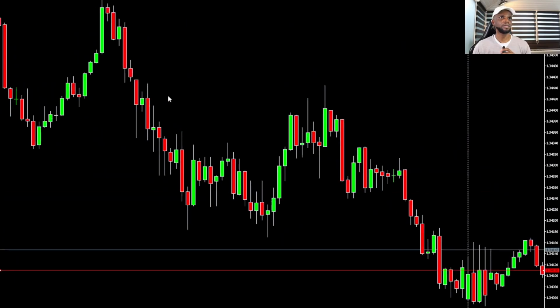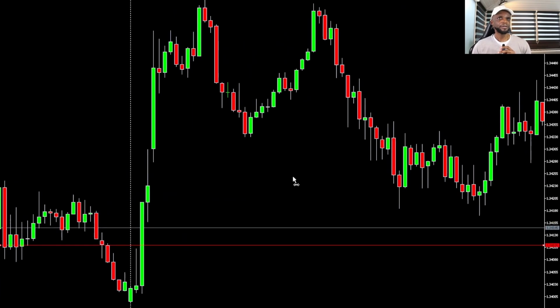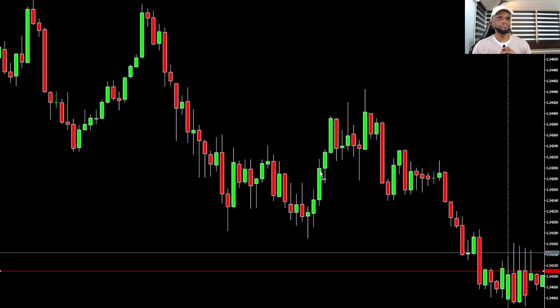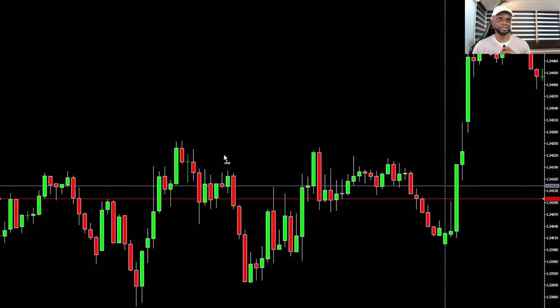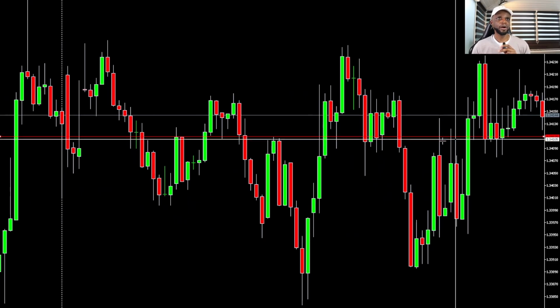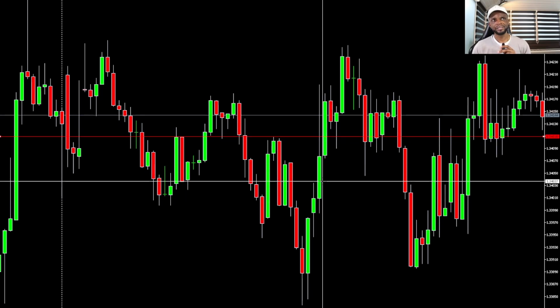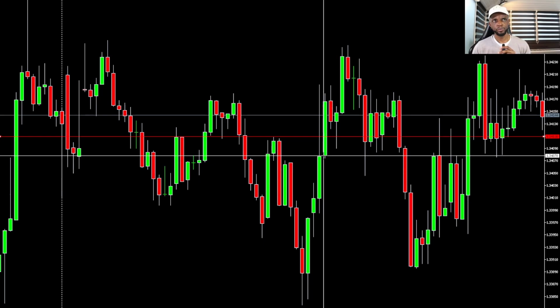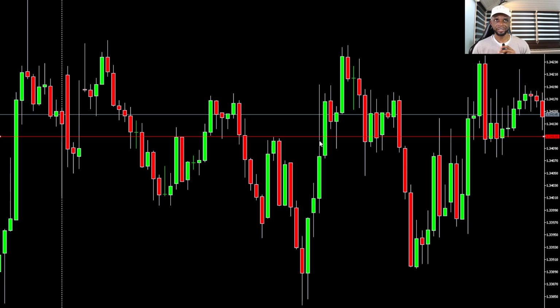Let's magnify this. Now, I think this is a good example. No, maybe I won't use that. Let's use a clearer example before we start looking at the more complicated ones. Now let's look at this green bar here. We can see this bar opened here, closed here, went as high as this, creating this wick. This is the top wick, this is the bottom wick.